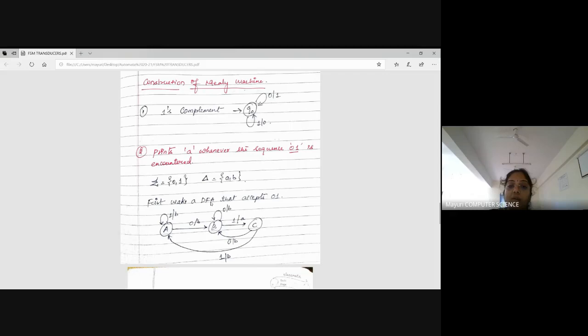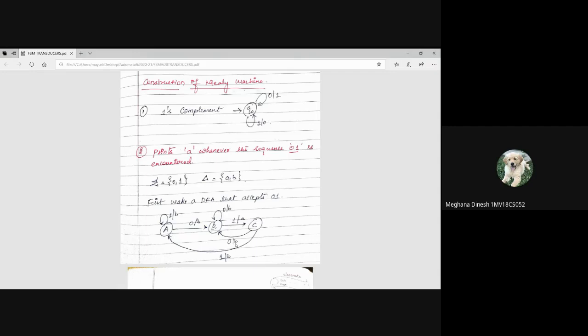Suppose 0, 0, output is B. 1, 0, output is B. Anywhere in between, once you accept with 0, 1, you will be printing A. That's all. Remaining all B. Any doubts in this question? No, ma'am. Okay.